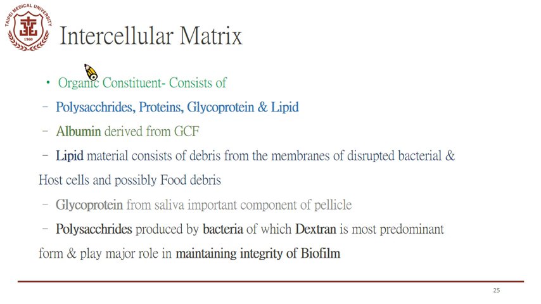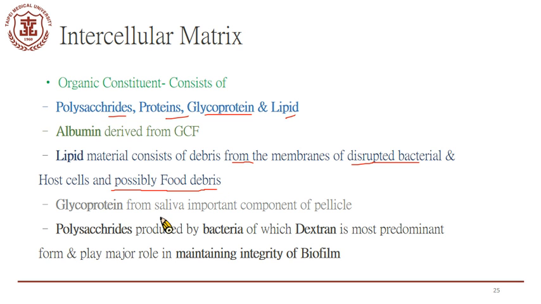So of course that will happen in an intercellular matrix, which is an organic constituent, consisting of polysaccharides, proteins, glycoproteins, and lipids. It's all the space that is between these bacteria. It includes albumin derived from the GCF, and lipid material consists of debris from the membranes of disrupted bacteria and host cells and possible food debris. Of course, this means that cells are always coming in, growing, and dying, and those dead cells will be nutrients for other new cells.